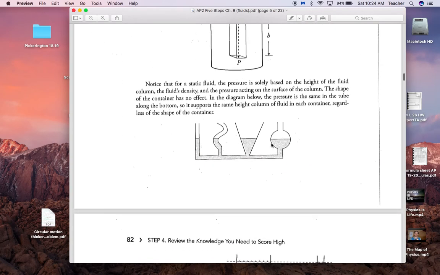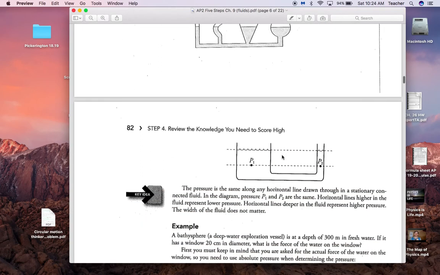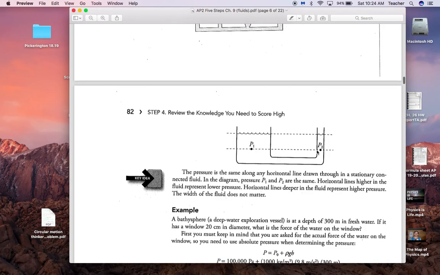It doesn't matter if you have a large, wide area or a narrow area. The pressure at the bottom here would be the same for all four of those cases. Same way here. If you're at the same depth, the pressure would be the same.